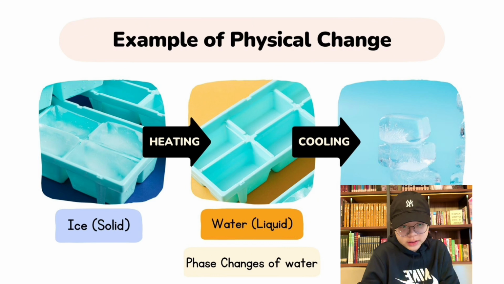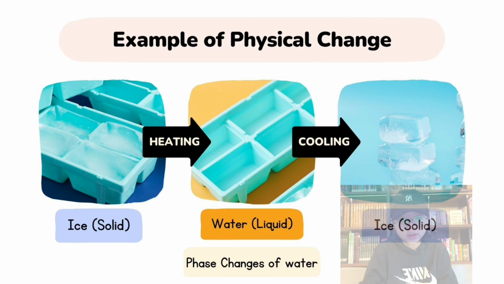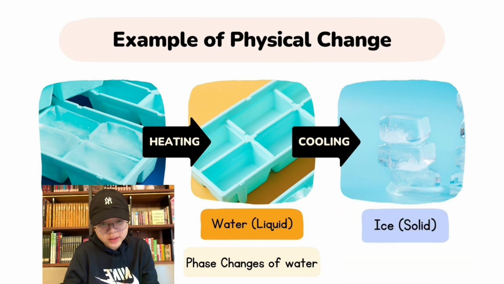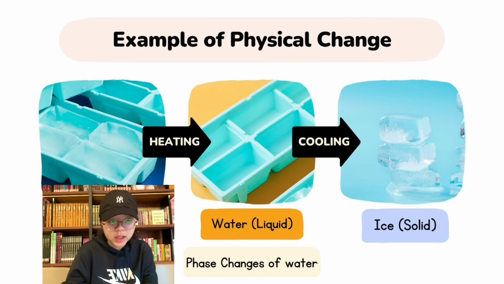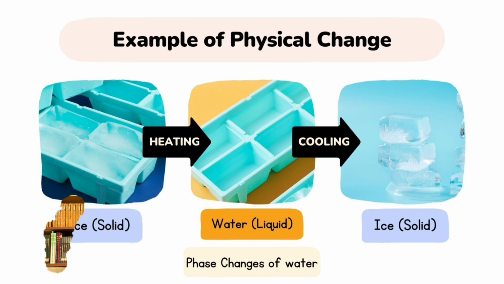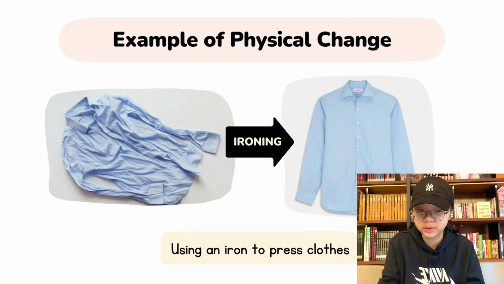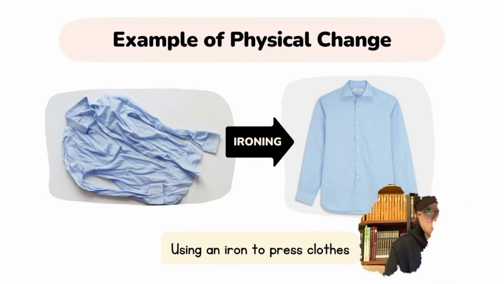For example, when ice cubes are heated, they melt into water, and when frozen below 4 degrees, they turn back into ice. Although the form changes, the substance remains the same. This is the more classic example of a physical change. The iron used to press clothes, as mentioned earlier, is also a physical change. The heat from the iron alters the fabric's appearance by removing wrinkles, but it does not change the chemical structure of the material. This is a key characteristic of physical changes.